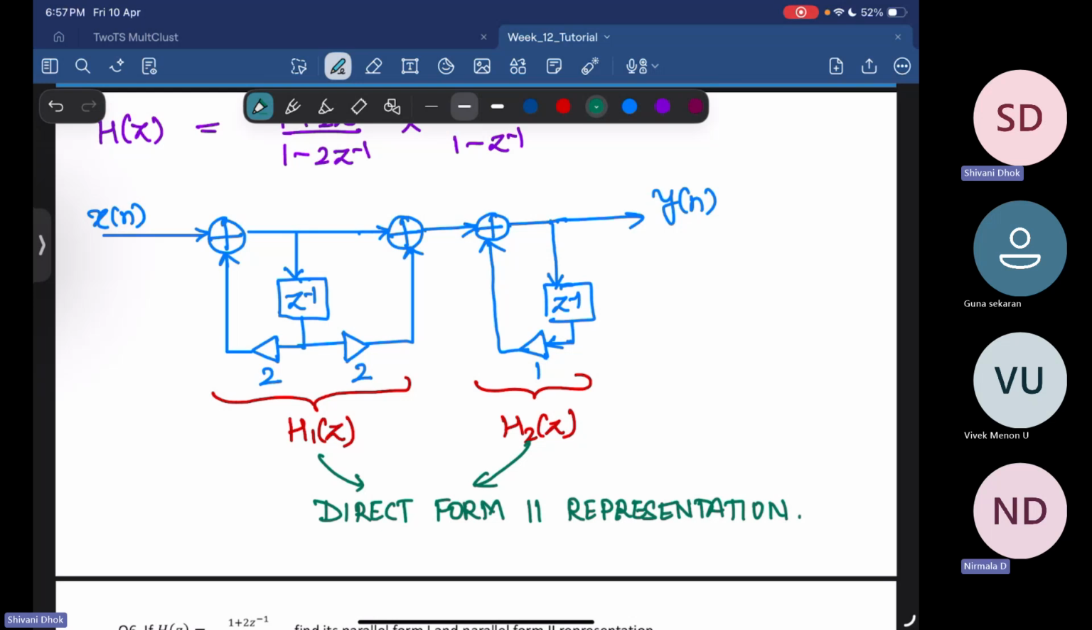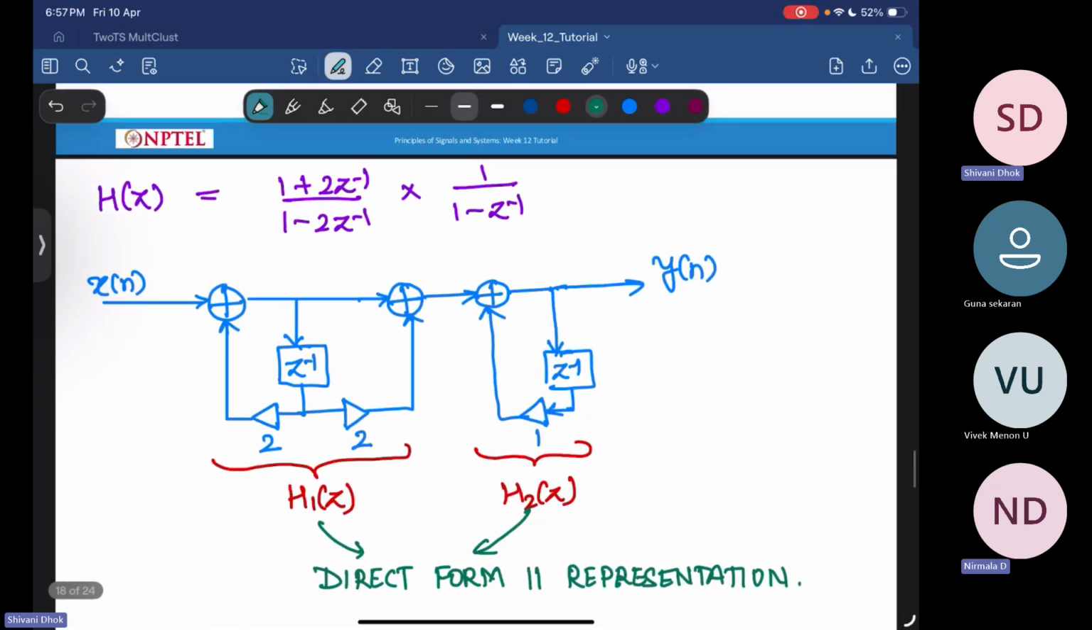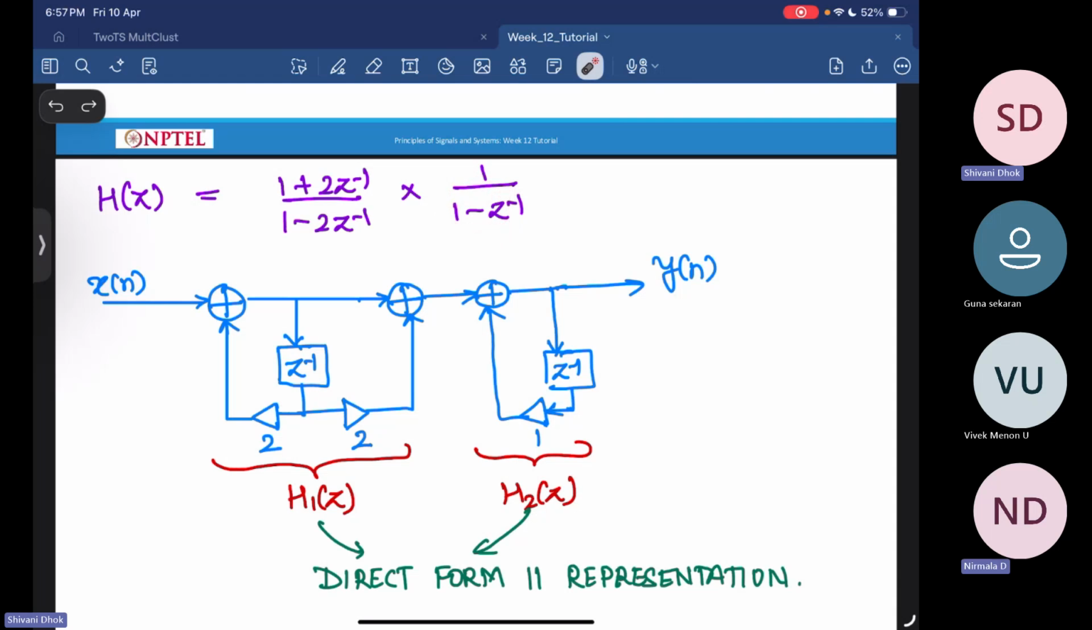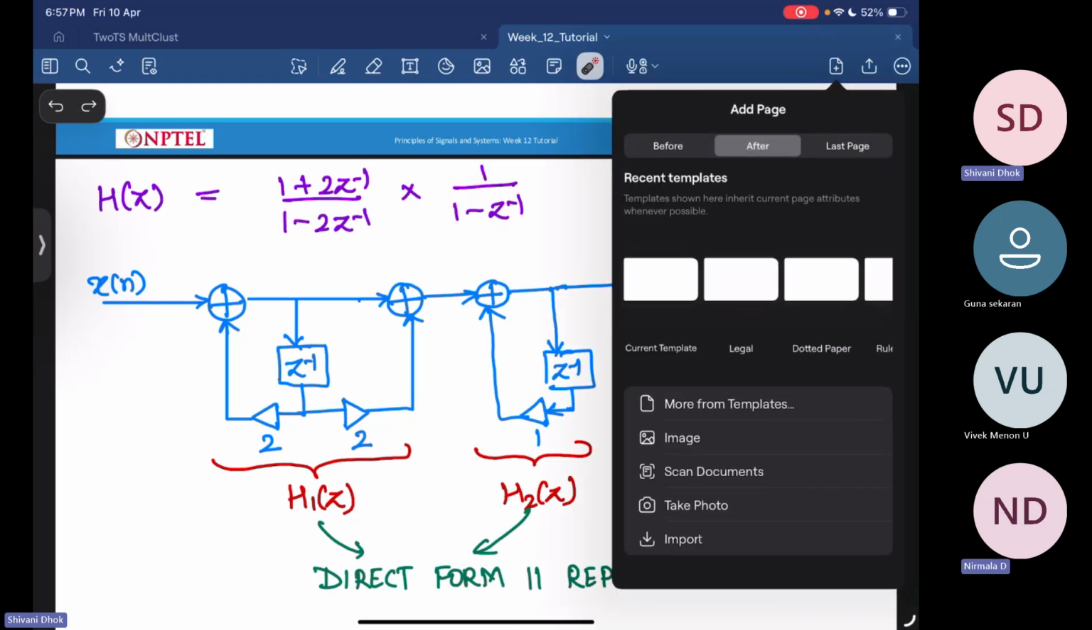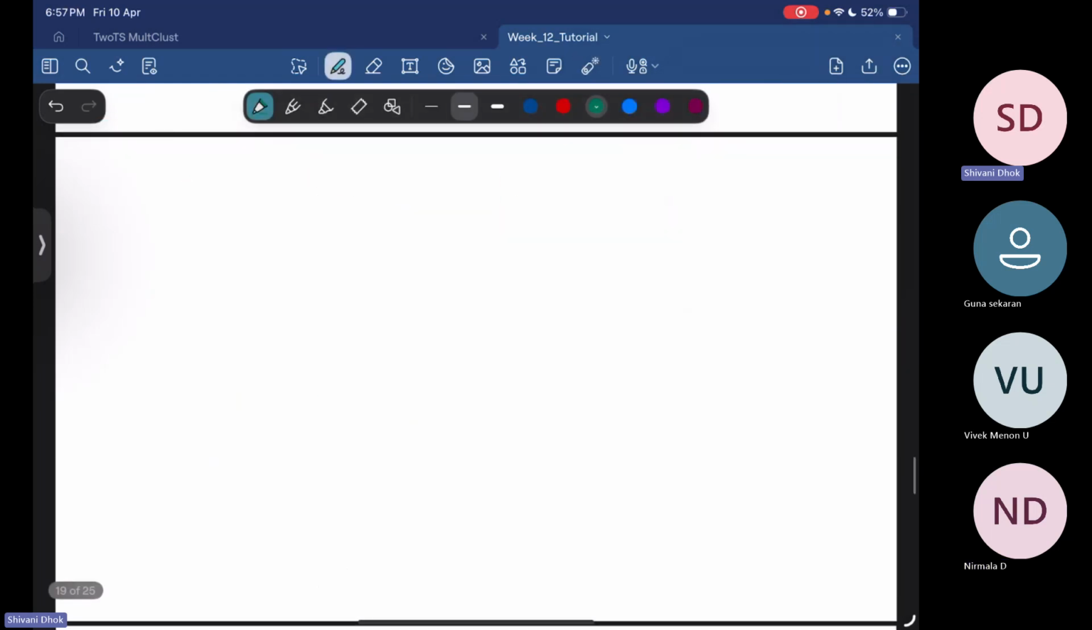Ma'am, excuse me, ma'am. Only one doubt. If you are giving the multiplication factor, if it is -1, we need to include -1, no, ma'am? Actually, in the delay block below that, we have included the multiplication factor, right? Here. In the case of the denominator, if it is negative, we are indicating it as positive, ma'am.